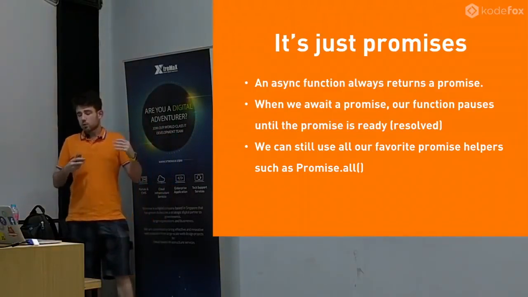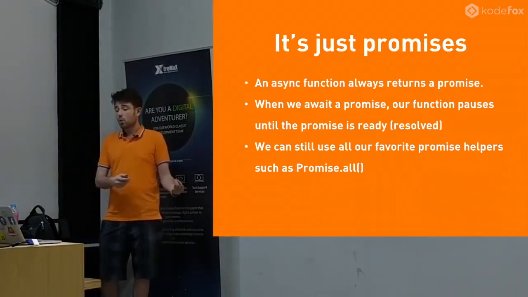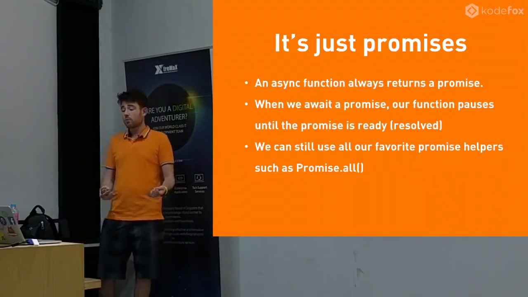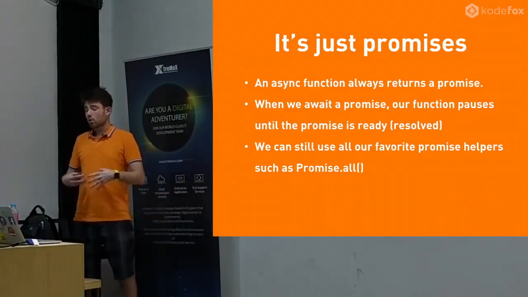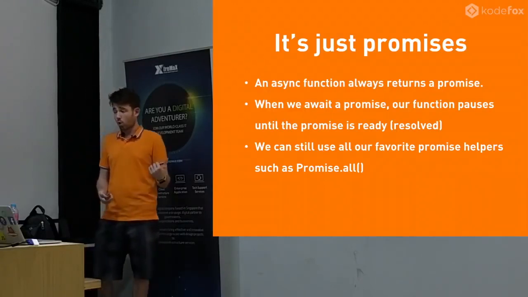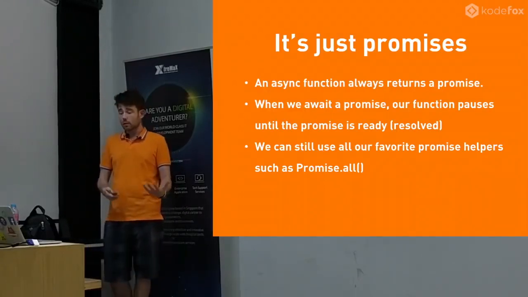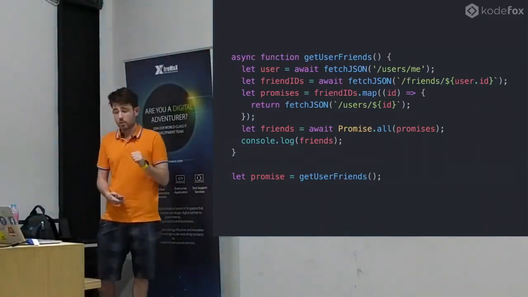So it's just promises. An async function itself returns a promise. And so when we await a promise, our function pauses until the promise is ready or until it's resolved. So we can still use our normal promise stuff, right? So promise.all, which we talked about earlier, still works with async await. And here's an example of that.